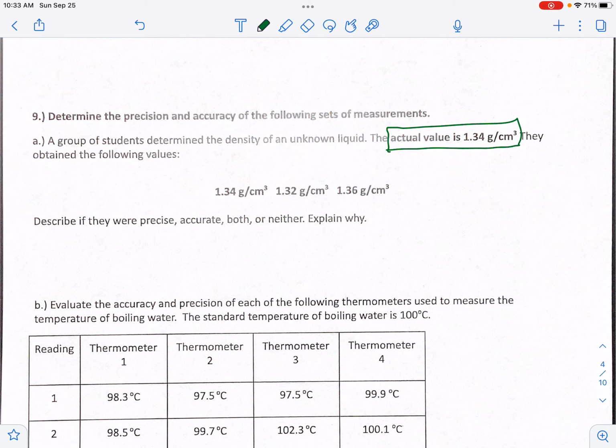Okay, so if I were to look at precision, I would see are my measurements close to each other? I'd say they're pretty close, 1.34, 1.32, 1.36, not too far off from each other. So I would definitely say they're precise because they are close to each other. Now, if I were to average those out, this would average out to roughly a 1.34, which would make it close to my target value or my actual value, which would also make this accurate.